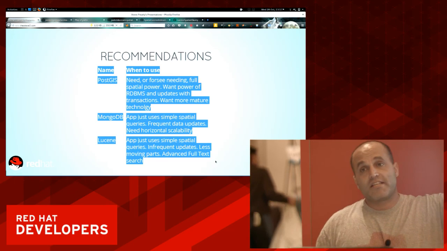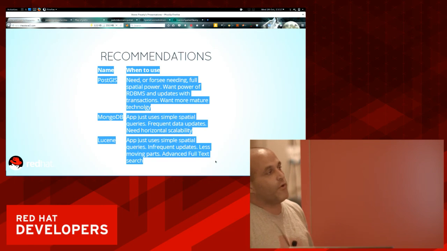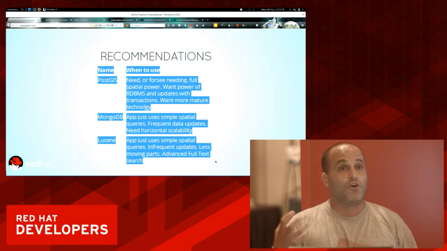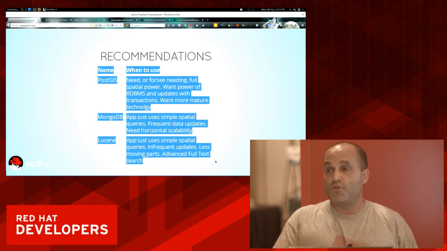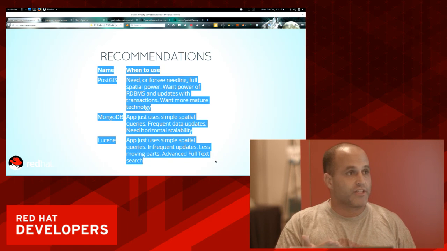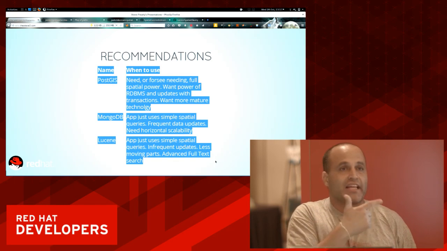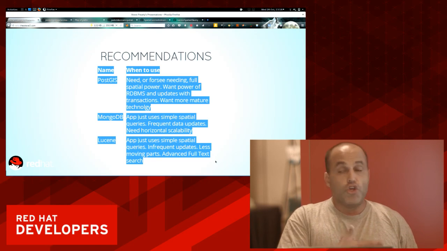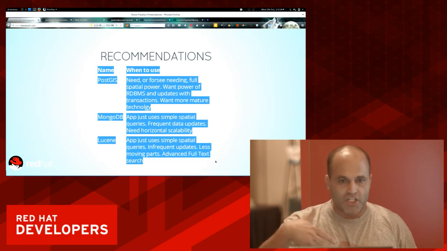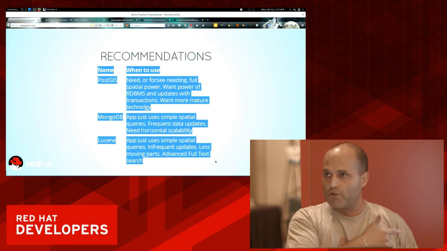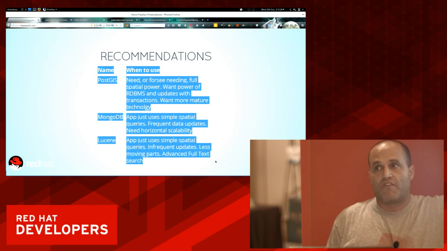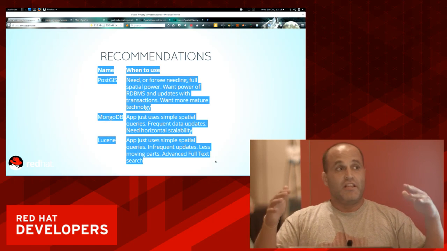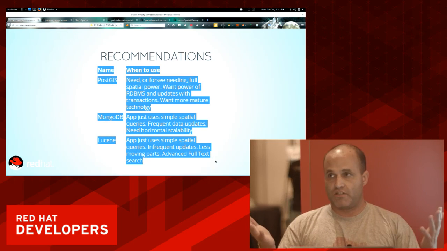PostGIS, I say you use that when you need or foresee needing full spatial power, right? You want the full power of a relational database. Like if you think you're going to be doing transactions with your spatial data, you're not going to get that from anything other than PostGIS, because you need that Postgres underneath. If you want to do clipping and buffering and spatial operations on that data, you're going to need PostGIS. If you look at the functions available in PostGIS, in the docs, there's a ton of things you can do with spatial that, if you haven't done spatial before, you'll be shocked, right?